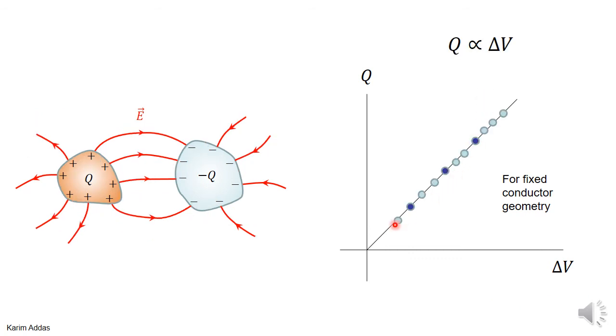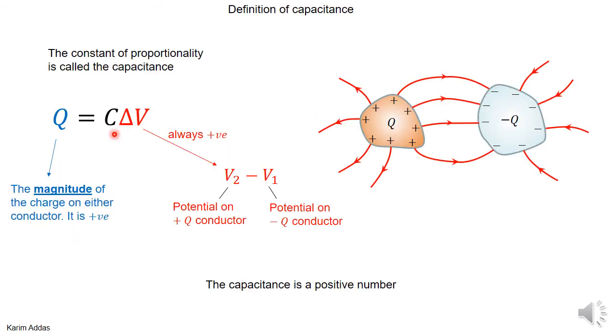Basically, no matter what amount of charge you put on this combination of conductors, plus Q and minus Q, no matter what the value of Q is, the charge is always going to be proportional to the potential difference, and any point that you obtain will lie on this straight line. So the charge is proportional to the potential difference. This is something you can verify experimentally. And the constant of proportionality is what's called the capacitance of this capacitor.